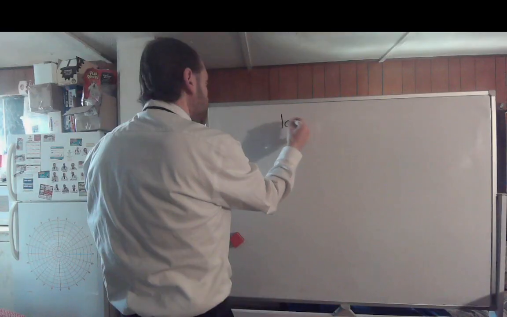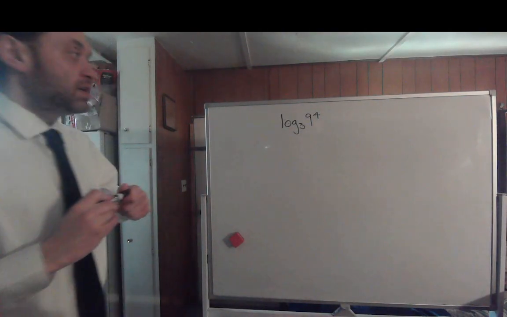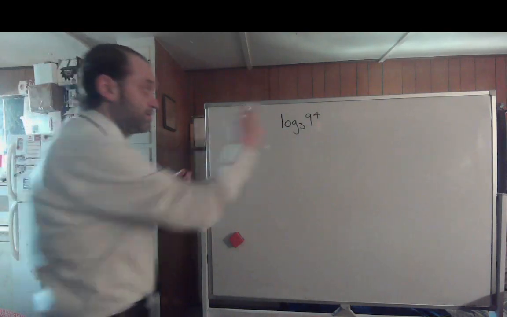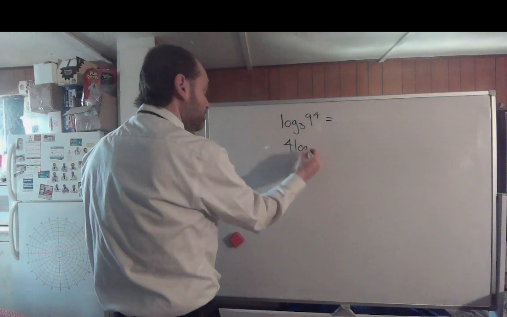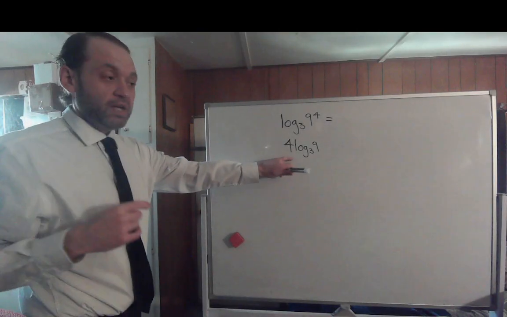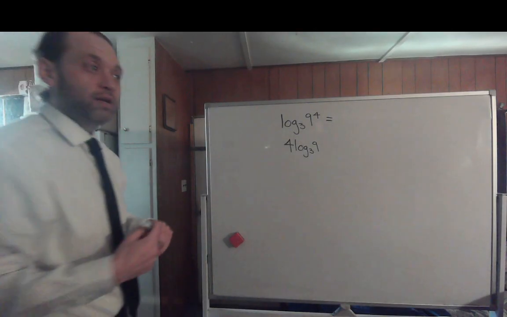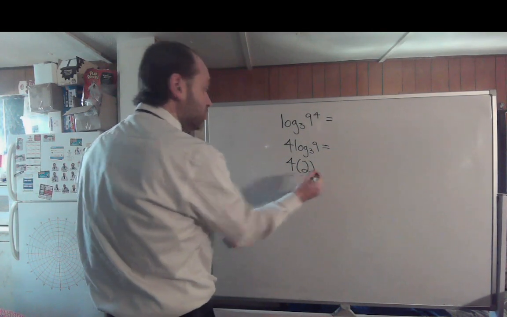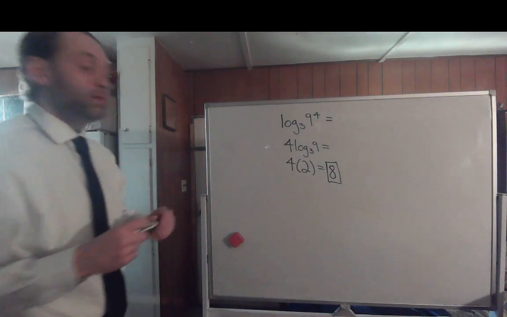Alright, let's see. We have log base 3 of 9 to the 4th power. Well, this is a power property of log, so that 4th power can come down front and you'll multiply it by the log base 3 of 9. So we have 4 times log base 3 of 9. Well, log base 3 of 9 is the same as saying 3 to what power equals 9? The second power, right? So this would turn into 4 times 2, which is 8. So the answer you should get for this would end up being 8.